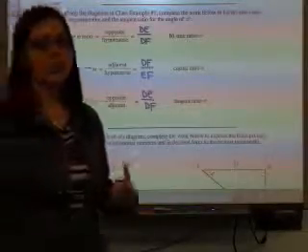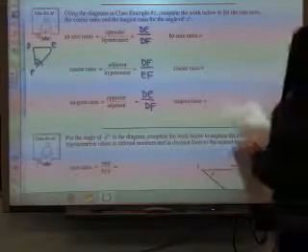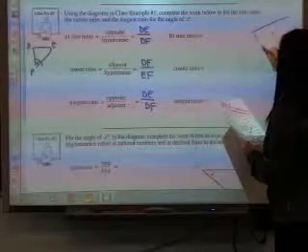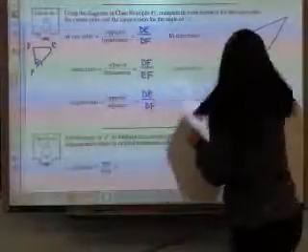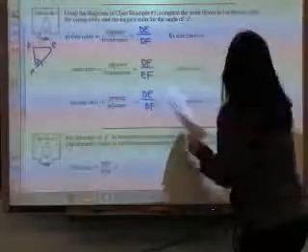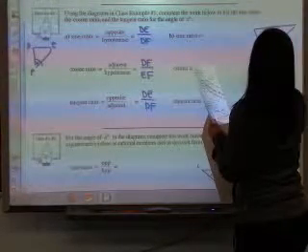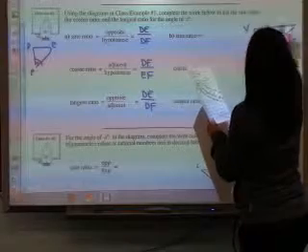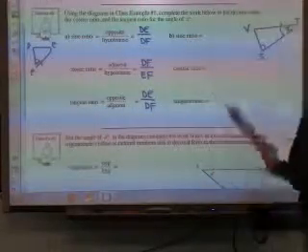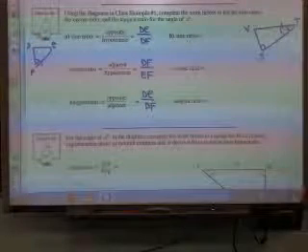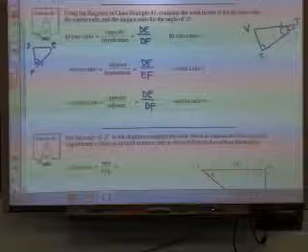So the other triangle in question B looks like this. I've got that totally messed up. Doesn't even look like a right triangle. Try that again. There's my angle X. So using those letters, I want you to take a moment to write down what the trig ratios would be.